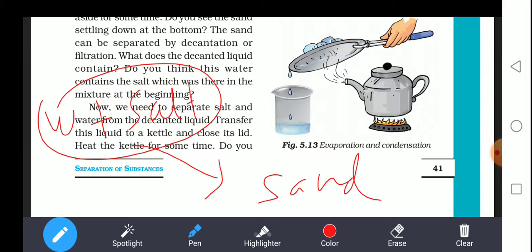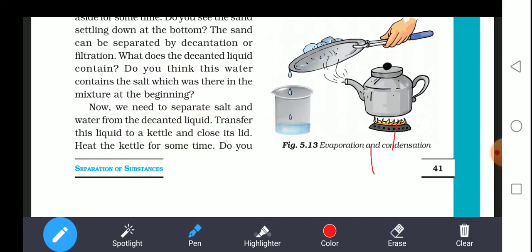Now what do you have to do? Now water and salt must be separated. Which method do you have to follow? We have to follow the evaporation method. Evaporation means what? Evaporation is the process of converting liquid to vapor. Here, by supplying heat, you can see here heat. Water and salt is there.